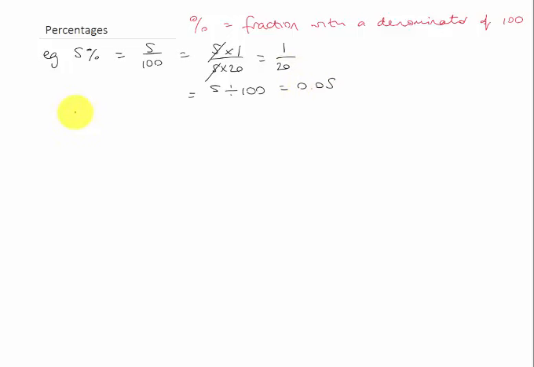So 100% is 100 over 100, or 1. But we can also have percentages greater than 100. So, for example, 200% is 200 over 100, and if we cancel these out, that gives us 2. So that's perfectly possible as well.